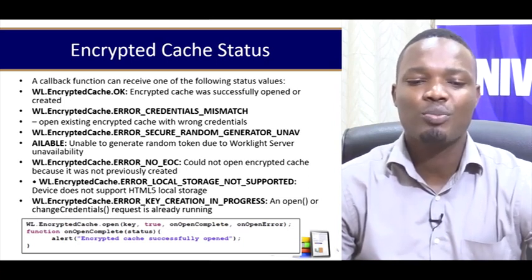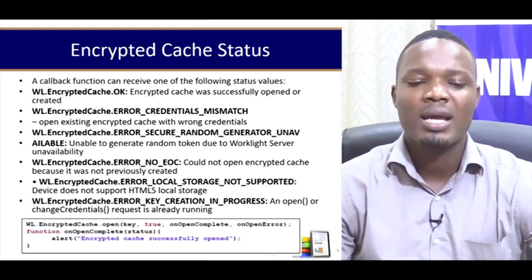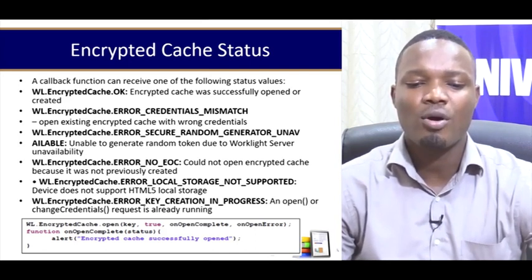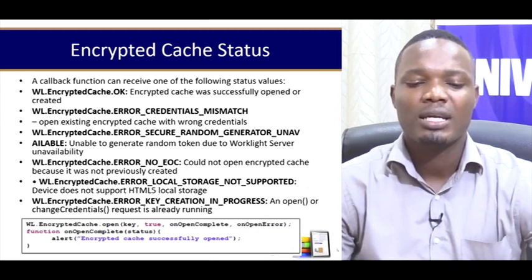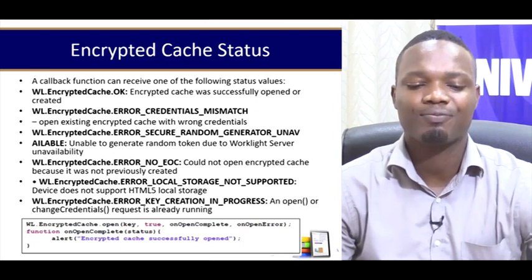Then there's also the WL encrypted cache.error credentials mismatch. This occurs when you submit a wrong credential when you try to open the cache. Then we also have the WL encrypted cache error secure random generator unavailable. This means that the encrypted cache is unable to generate a random token due to Worklight server unavailability.